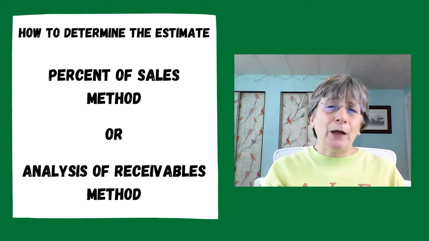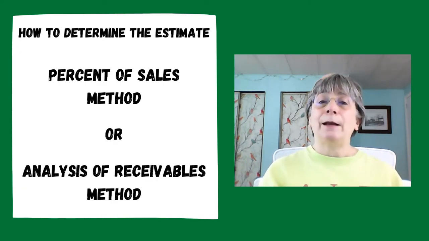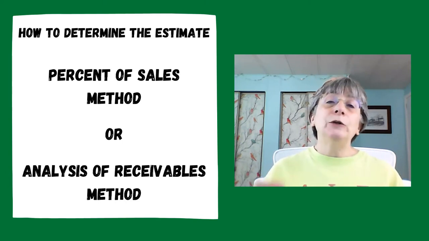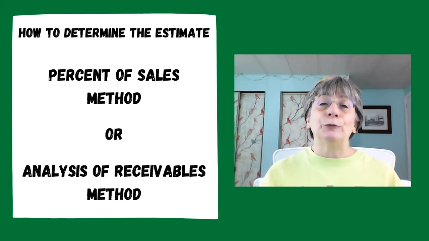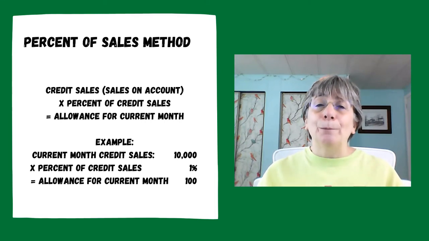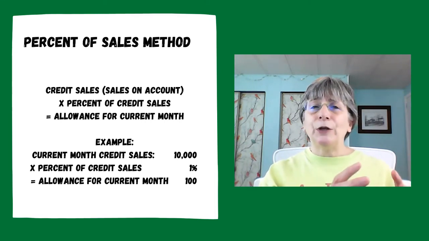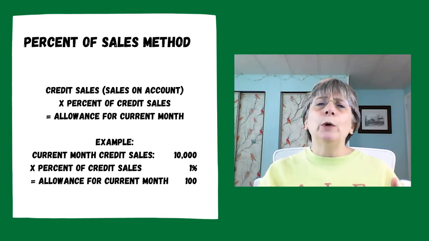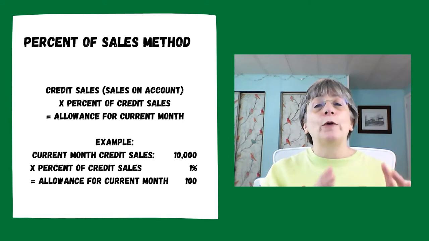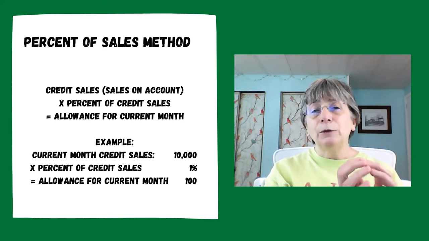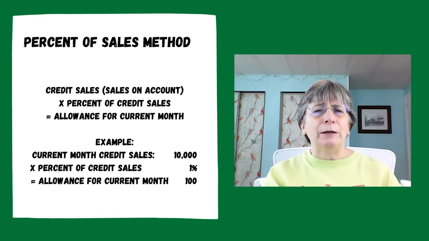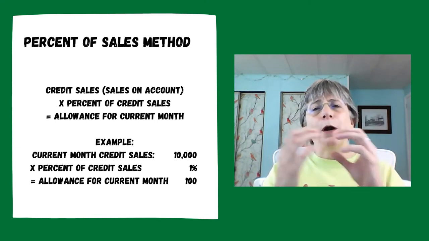Now, I said it was an estimate. Well, how are we going to make that estimate? We've got two choices. We can either use the percent of sales method, or we can use the analysis of receivables method. So under the percent of sales method, we're going to look at our credit sales, not our cash sales, because our cash sales we've already gotten paid for. We only want to look at our credit sales for that month. We're going to take that amount, the credit sales for this month, we're going to multiply it by some percent, and that's going to give us our allowance for that month.